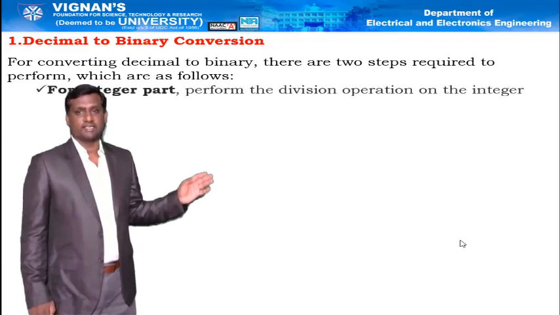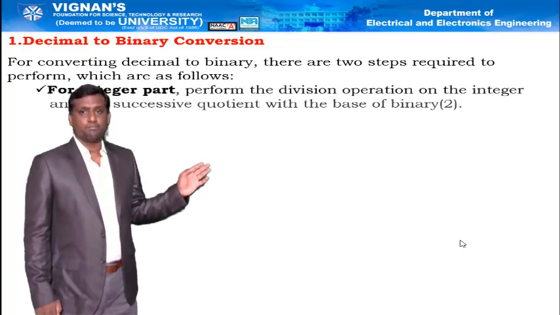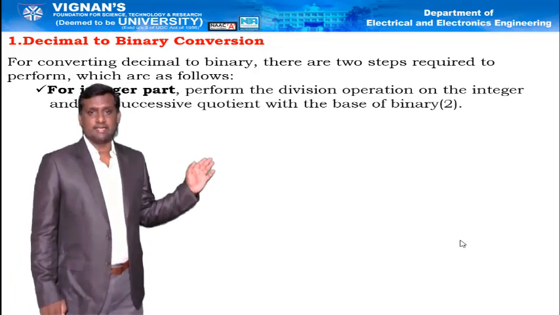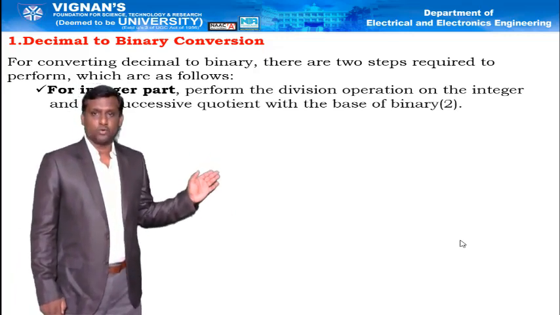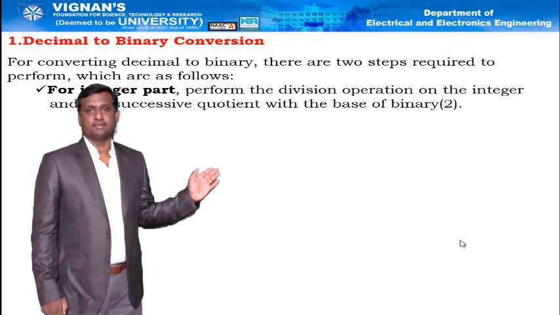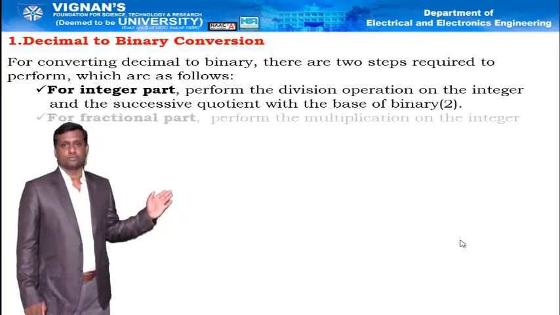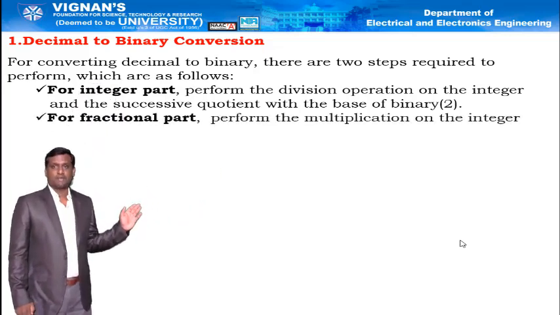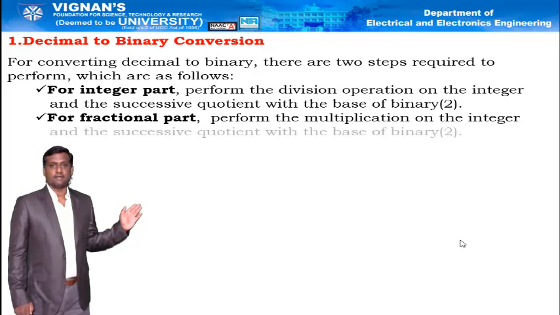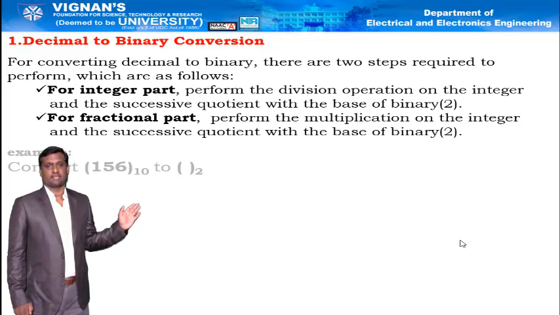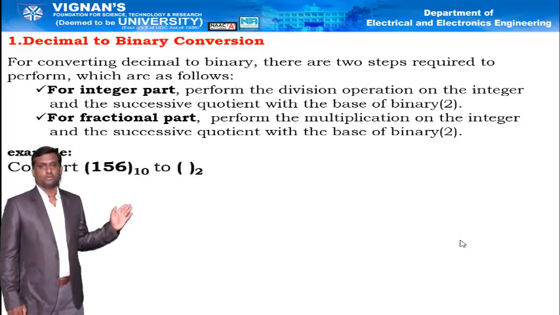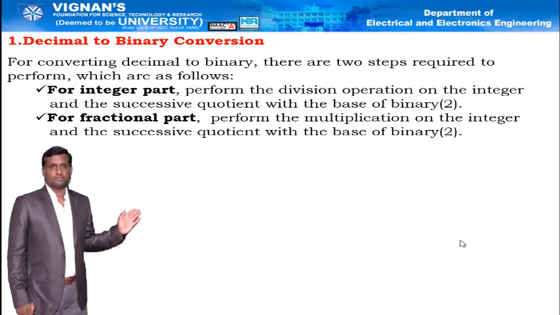The first one is for the integer part, perform the division operation on the integer and successive quotient with the base of the binary, 2. For the fractional part, perform the multiplication on the fraction and successive products with the base of the binary. Now we will see the example.